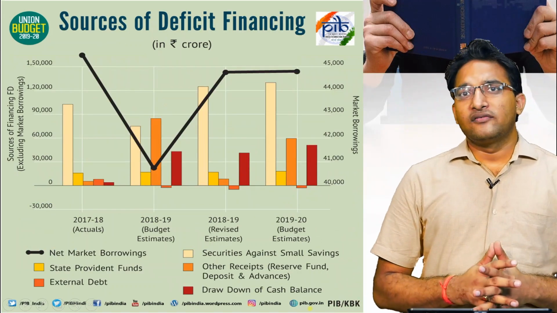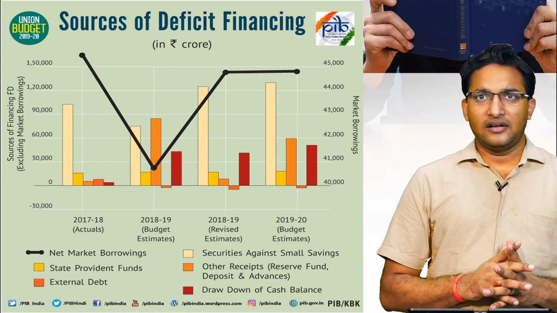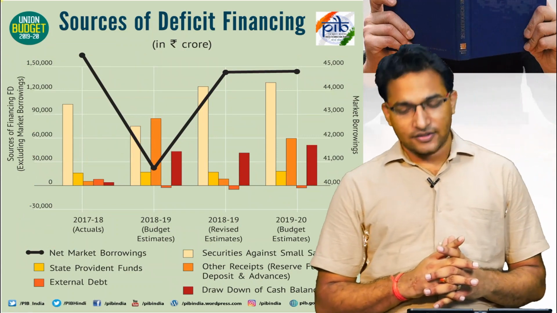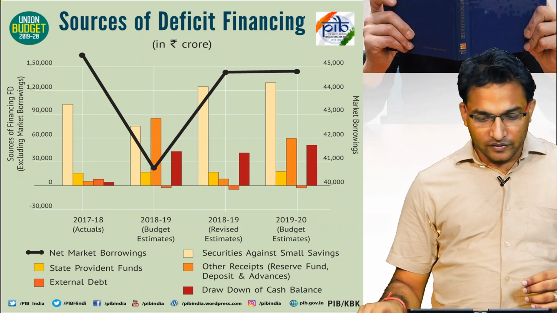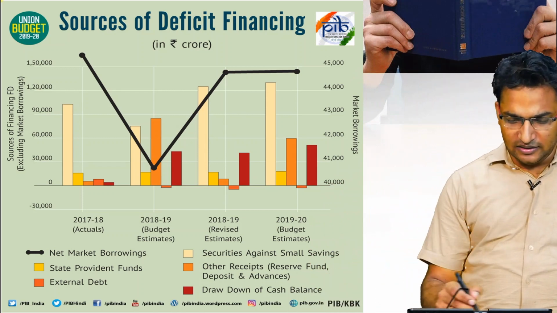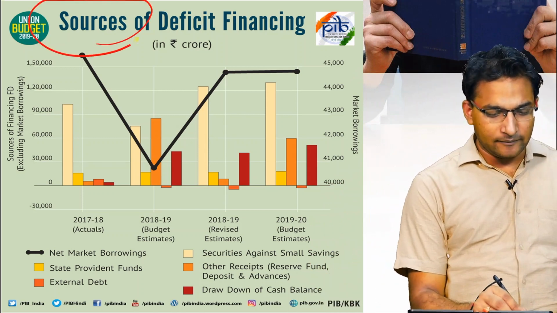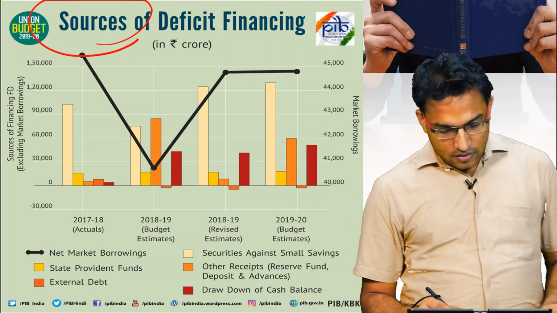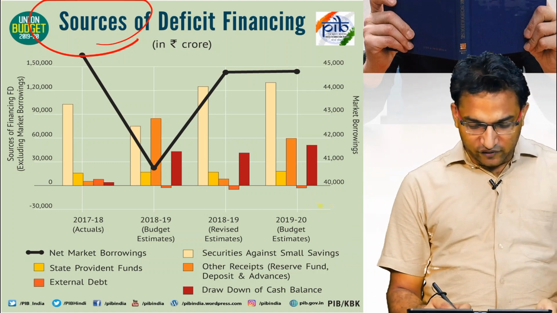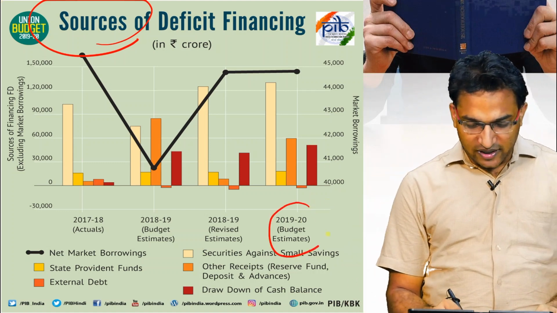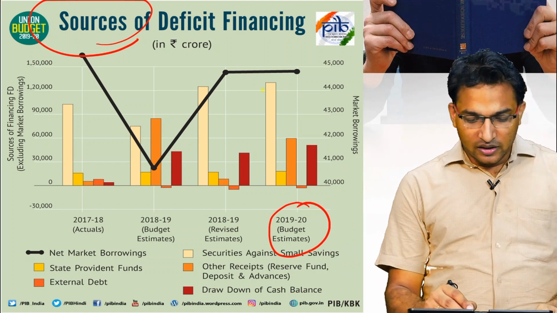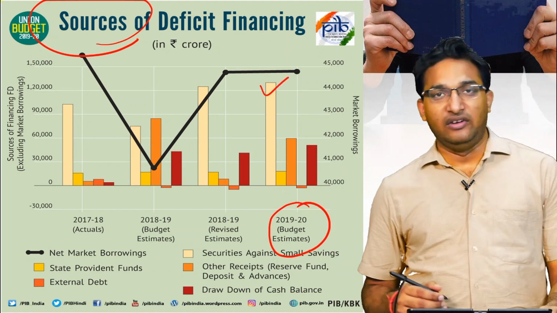Now there is a fiscal deficit we have seen in the current year. The fiscal deficit is 3.3%, and the sources of fiscal deficit, we can see from where the money is coming. The highest amount of money, if we see in the budget estimate of 19-20, is expected to come from securities against the small savings.